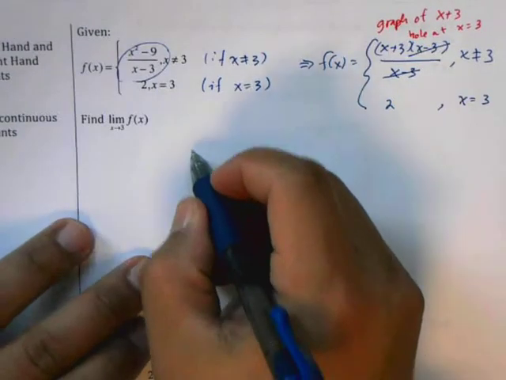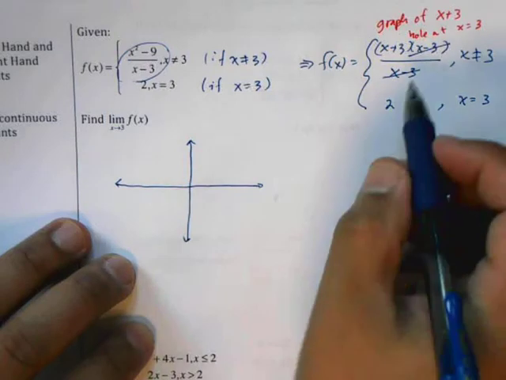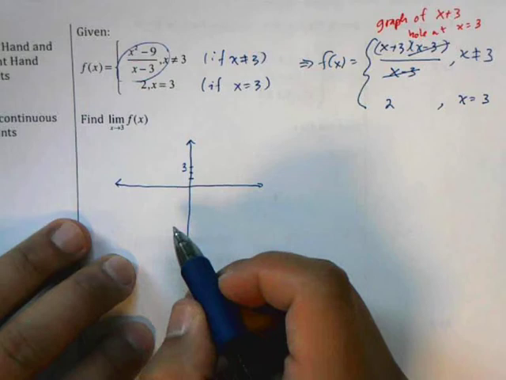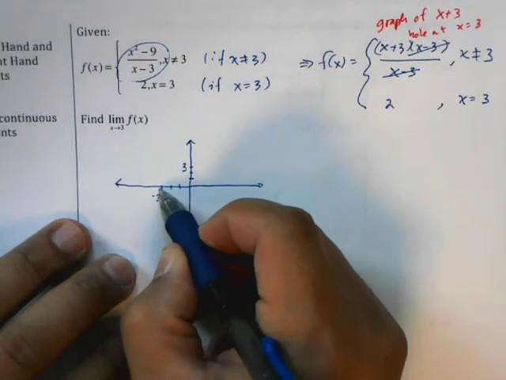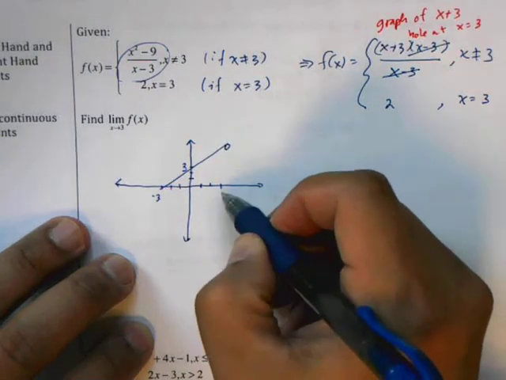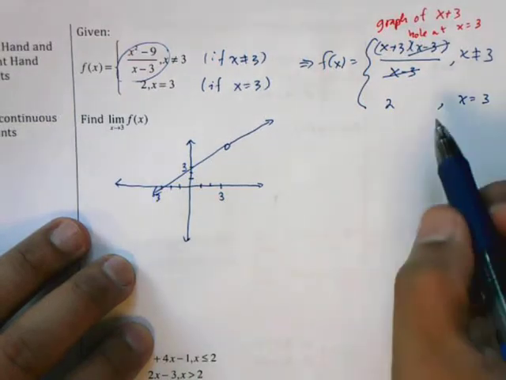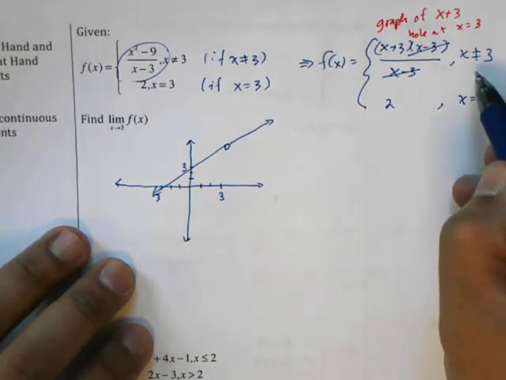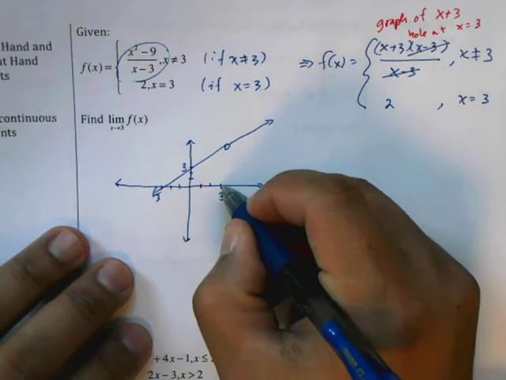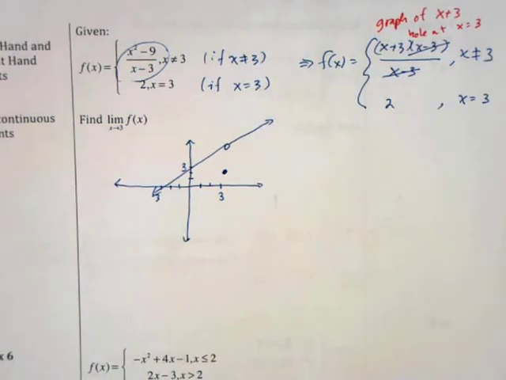So we can draw a graph of this function now. So again, this item has a y-intercept at 3, x-intercept at negative 3. And it goes like this. However, when x is actually equal to 3, it's got a hole in it. Now, that's the first piece of this function. The second piece says that f of x is always equal to 2 if x equals 3. So at 3, f of x is actually equal to 2.